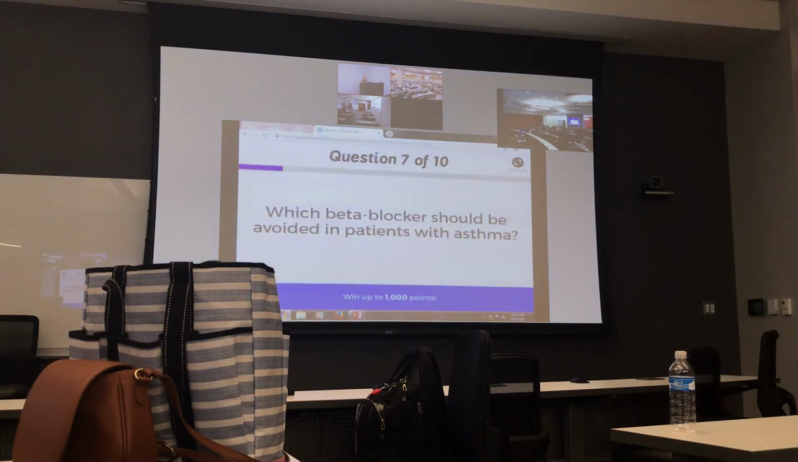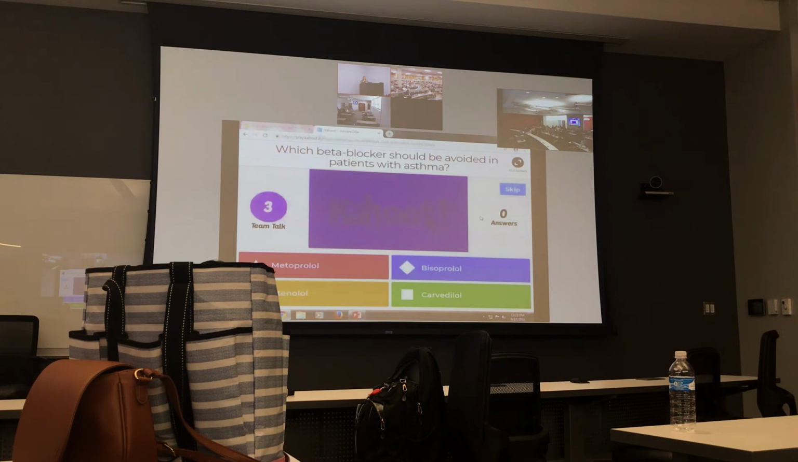Which beta blocker should be avoided in patients with asthma? Is it metoprolol, atenolol, or labetalol? Just to give you a hint, I told you I'm going to hold you accountable to 2 beta blockers. Both of those 2 beta blockers are on this slide. So if I had to pick one of the two, the answer is probably not one of the other ones. Just tossing that out there.